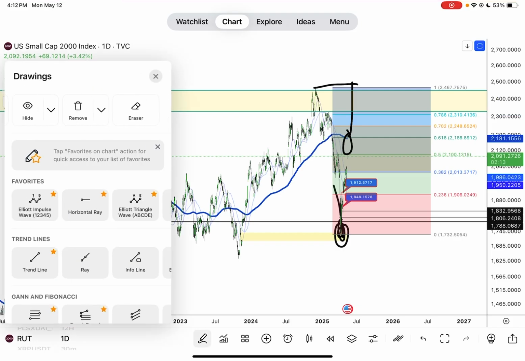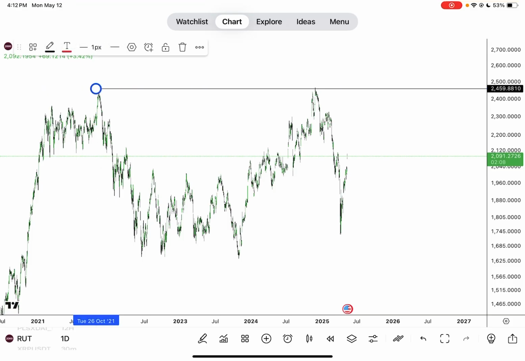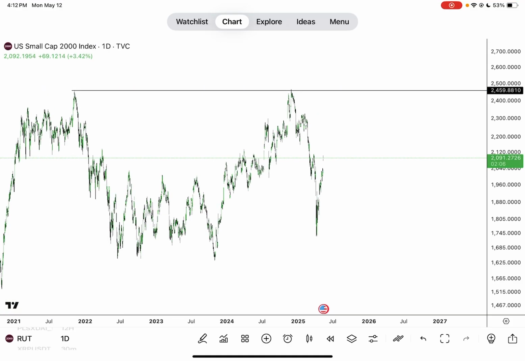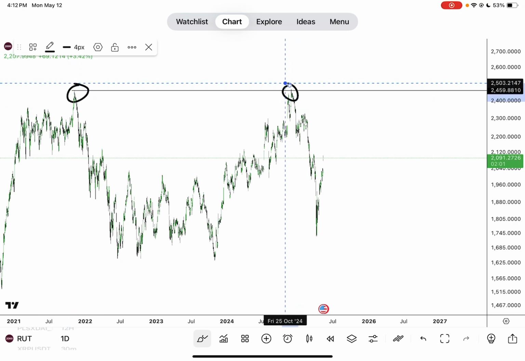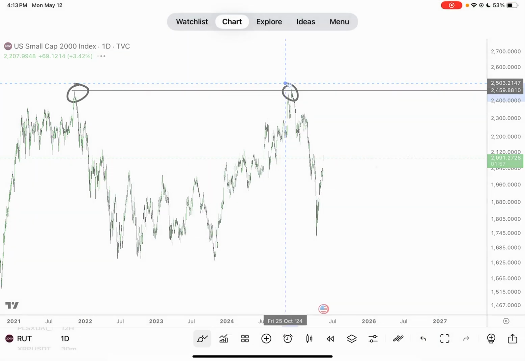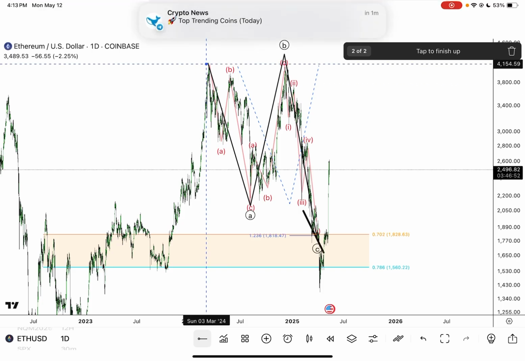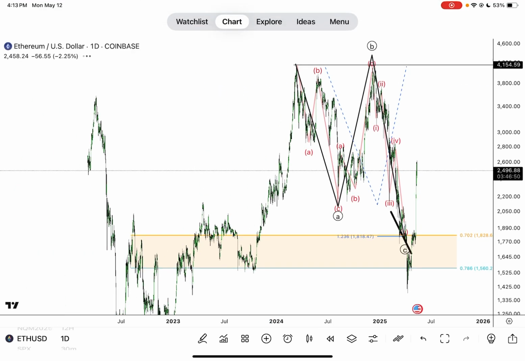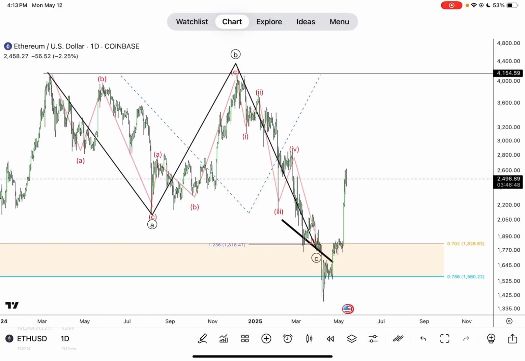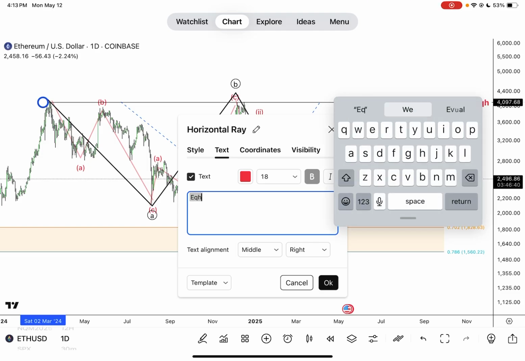On the Russell 2000, we also have equal high buy side liquidity. Considering we have equal highs here, there's liquidity trapped above these highs, kind of like ETH, right? ETH has equal highs here. So we're going to go get that liquidity. This is your EQH, BSL.